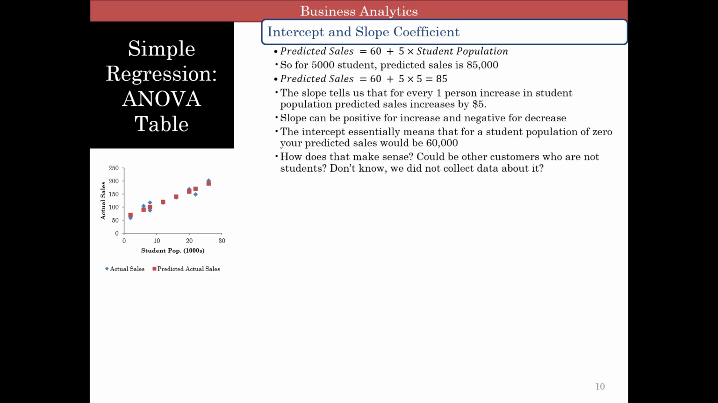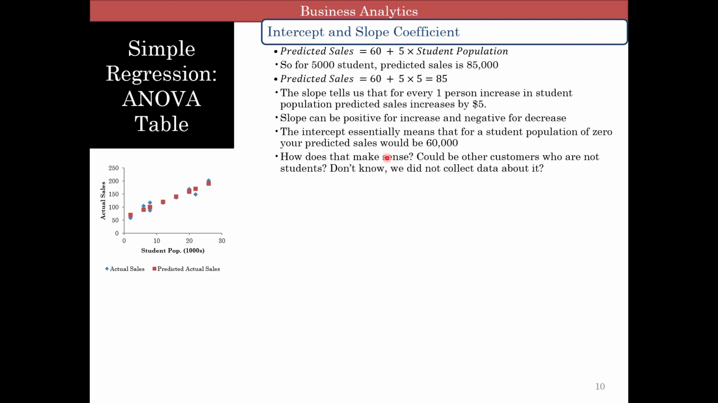So let's get into the intercept and slope. The model essentially is: predicted sales is equal to 60 plus 5 multiplied by student population. So if you're looking at 5,000 students, your predicted sales comes to 85, which gives you 85,000. Slope says that for every 1% increase in student population, predicted sales increases by $5. And the slope can be positive or negative. If it starts decreasing, then it'll be negative. Intercept essentially means that if student population is 0, your predicted sales would be 60,000.